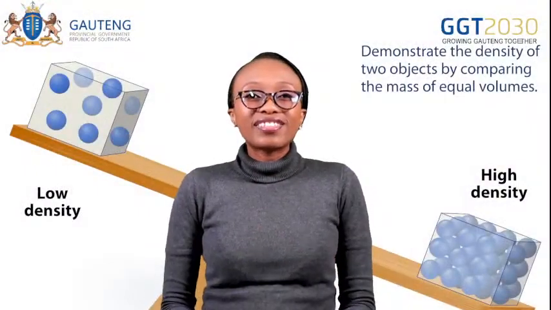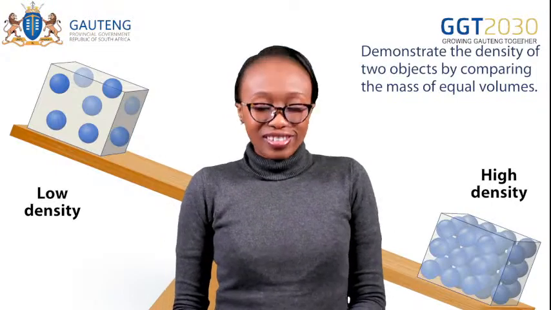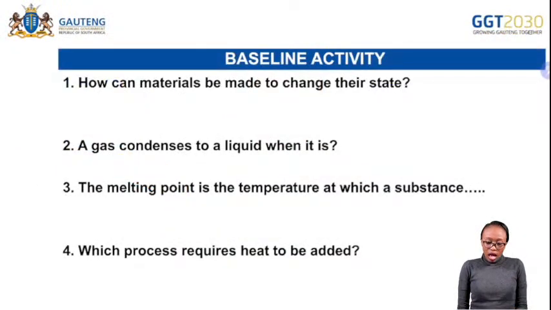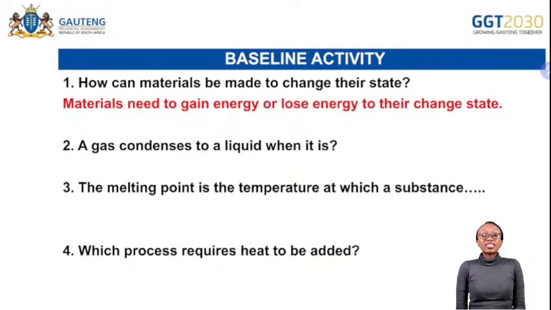Welcome back, grade 8. Let's answer the questions. So the first question reads, how can materials be made to change their state? If you wrote, materials need to gain energy or lose energy to change their state, that is correct. A gas condenses to a liquid when it is cooled. If you wrote cooled, then you are correct. Remember, when you cool a gas, it loses energy and then it condenses to a liquid.